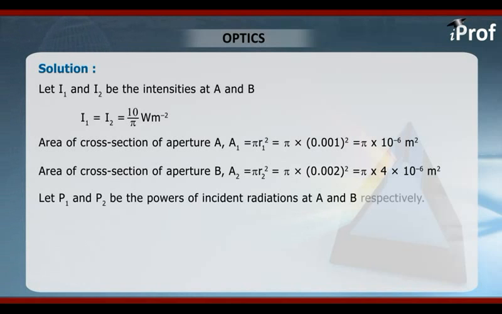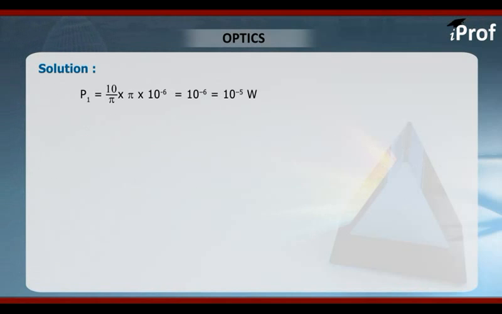Let P1 and P2 be the powers of incident radiation at apertures A and B respectively. Now we know that power is nothing but intensity multiplied by area. So we get the value of P1 as 10 to the power minus 5 watt. Similarly, power P2 will be I2 multiplied by A2, and that gives us 4 into 10 to the power minus 5 watt.